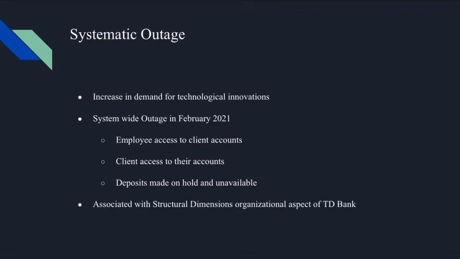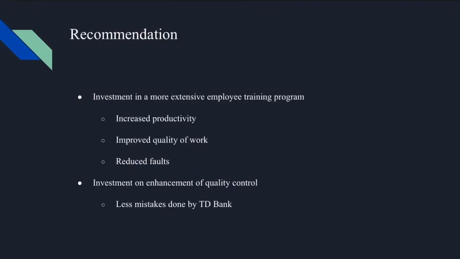This challenge is associated with the structural dimensions organizational aspect of TD Bank. And the particular reason for the issue being related to this aspect is because TD Bank requires substantial education from its employees, and the employees have a specialization of a small range of tasks. What we recommend is investing in a more extensive employee training program, meaning increased productivity, quality of work, and reduced faults. And moreover, they invest in quality control measures to ensure that these issues rarely occur or that they never do. We understand that this is costly to undergo. However, customer satisfaction is a priority for banks, and if similar issues happen frequently, they will lose their customers to competitors.